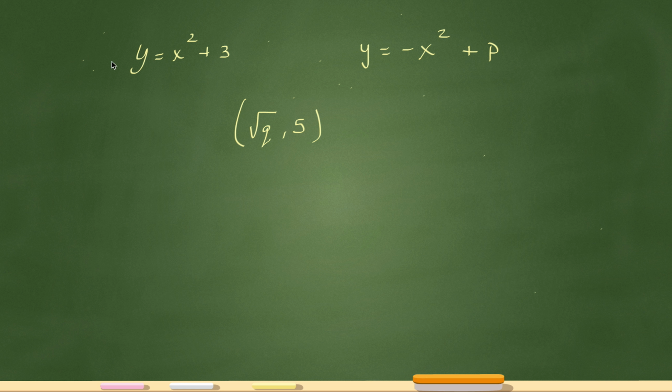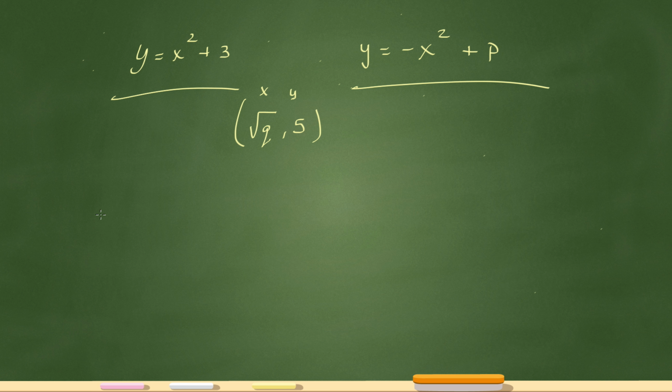I'm given these two equations, or two lines: y equals x squared plus 3, and another one with y equals negative x squared plus p. It's asking what is the value of p. So I know that this point is x, this point is y, and both lines pass through this point. So for x and y, I should be able to put these two points in.